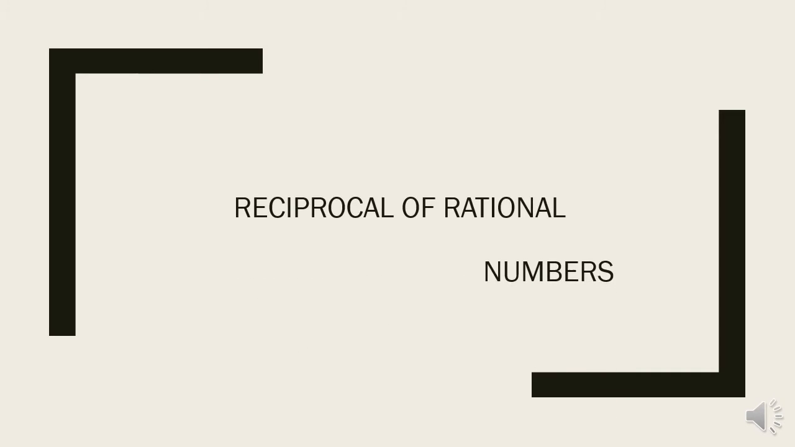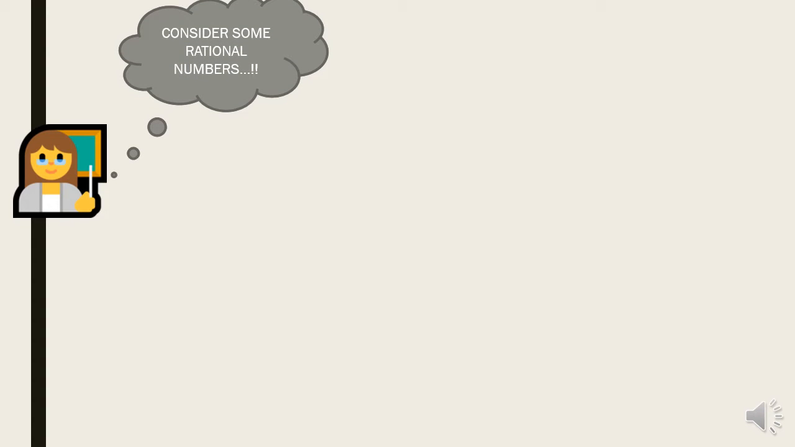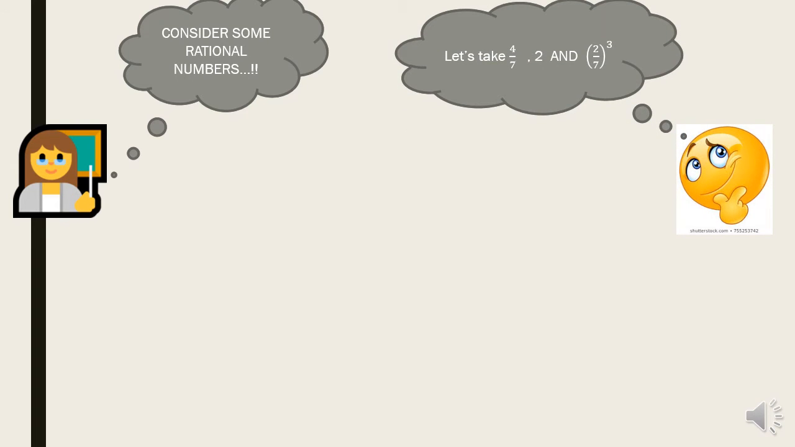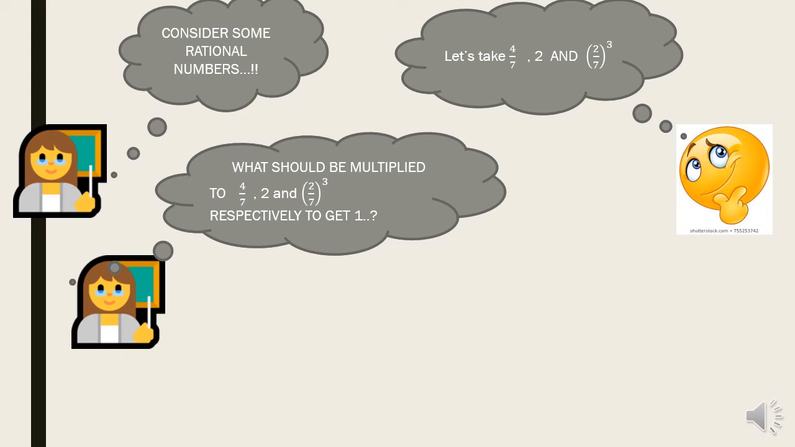Today we will start with our next topic, that is reciprocal of rational numbers. To make this topic interesting, let us have some activity. Students, consider some rational numbers. Suppose you let 4 by 7, 2 and (2 by 7)^3 as rational numbers. Now, what should we multiply to 4 by 7, 2 and (2 by 7)^3 respectively to get 1?